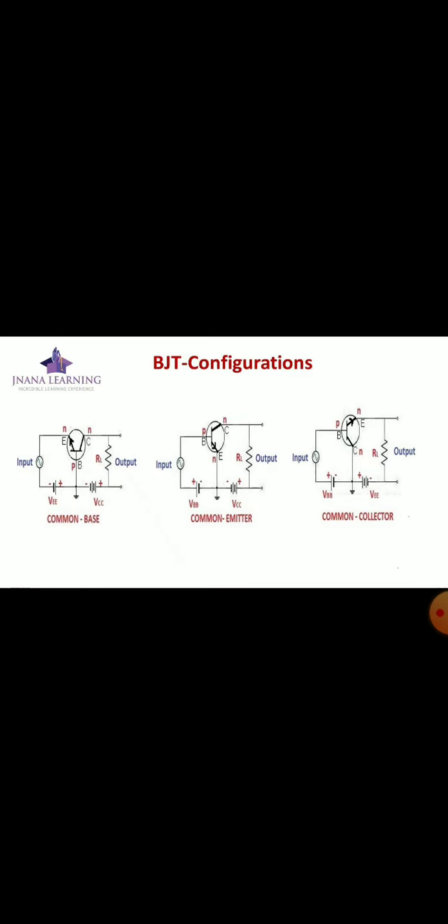So, the ratio of the output current to the input current in the base connection: the input current is the emitter current, and the output current is the collector current. So what is the current amplification factor? It is the ratio of change in collector current to the change in emitter current at constant collector-base voltage. Okay, that's called the amplification factor.